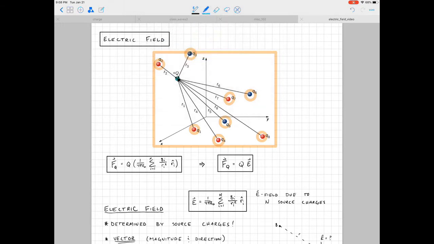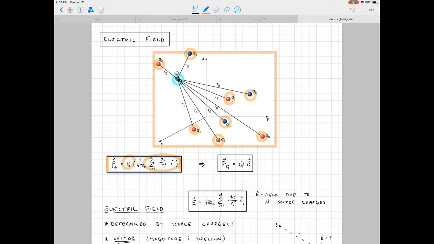And in that problem, we were trying to figure out, all right, what is the force on this test charge, this plus Q? And what we ended up getting for that net force due to all of these contributions was this expression that I just highlighted, where we were able to write out the expression as the sum of all of the contributions from the source charges and then multiply that by the test charge Q.